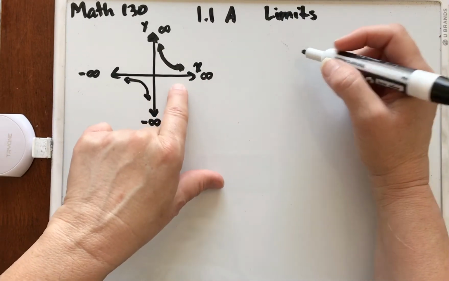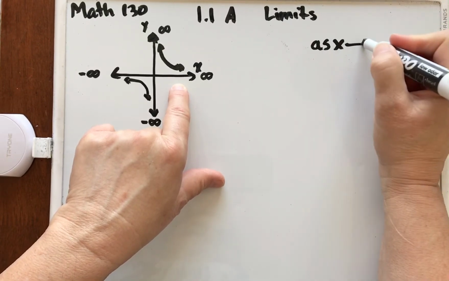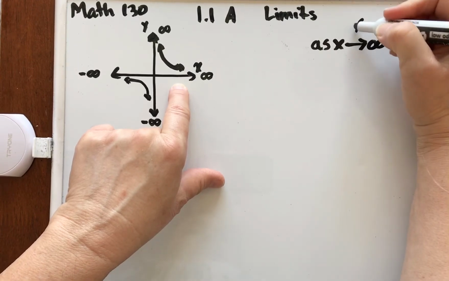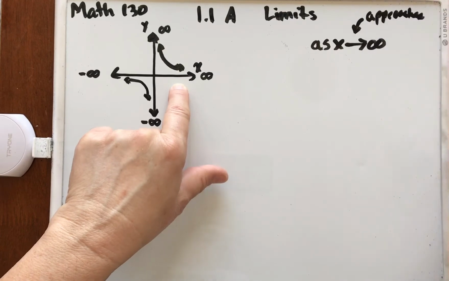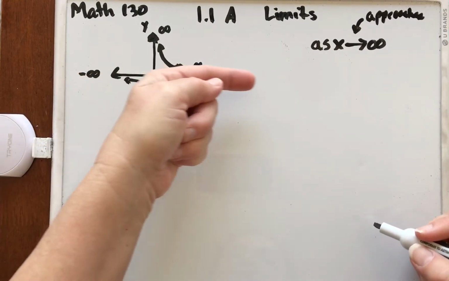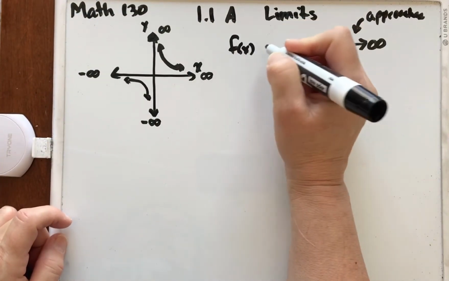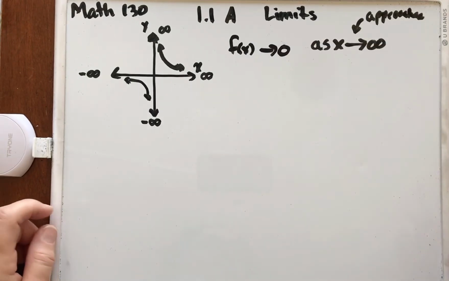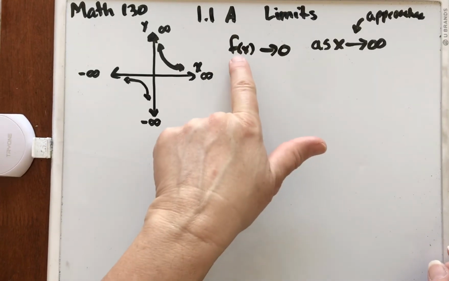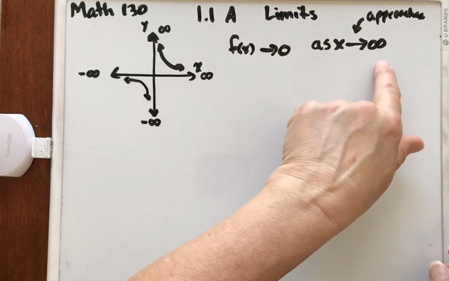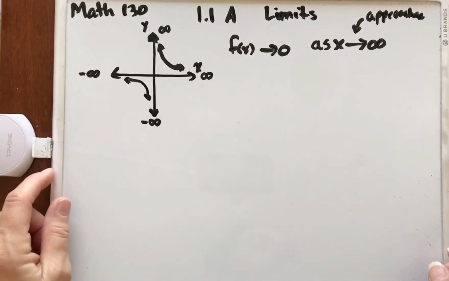So how do we write this? Well, we would say as x approaches infinity. So this little arrow means approaches. As x approaches infinity, as it gets bigger and bigger, f of x is getting smaller and smaller. So we state f of x is approaching 0. I like to write this first and then this, but the way we'd read it is we'd say f of x approaches 0 as x approaches infinity. But I think it's easier in the brain if we start with the x to see what's happening to it and then what happens to f of x.